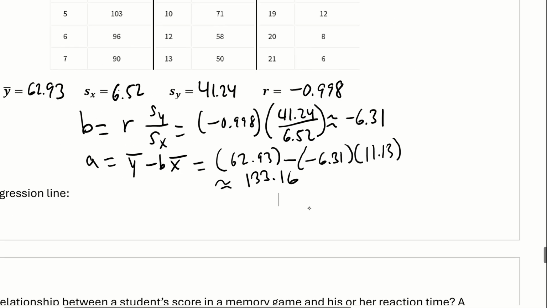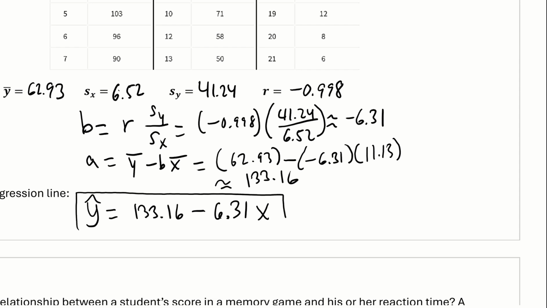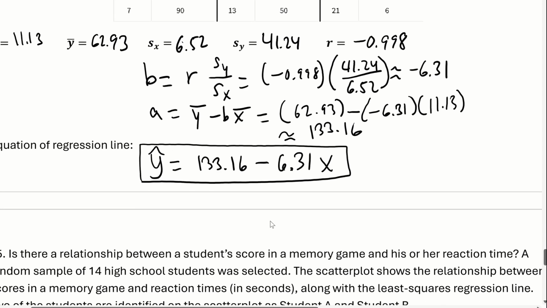Okay, so then the equation of your regression line, y hat equals A plus bx. Now since b is negative, I could just put minus. All right, and there's your y hat equation.